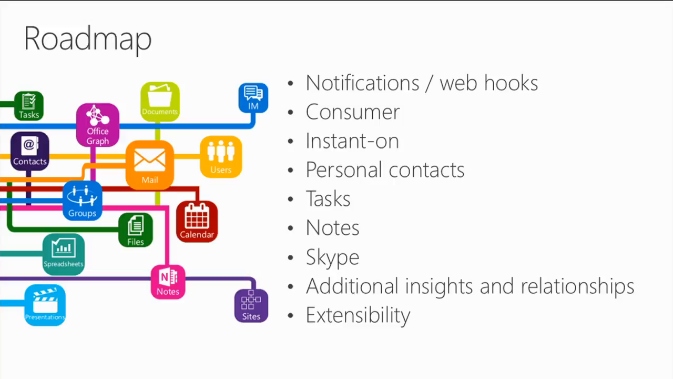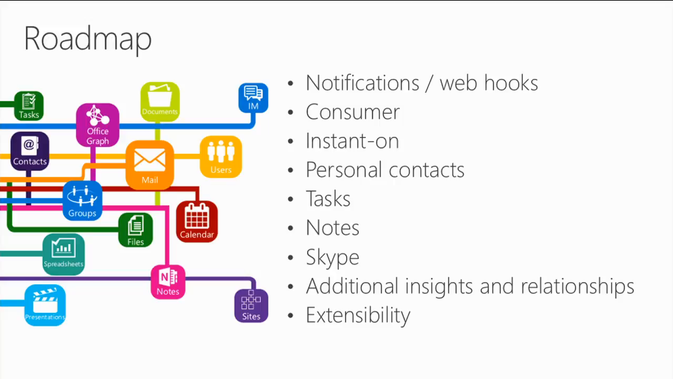You're going to get consumer support, not only commercial APIs, but also the ability to get access to Outlook.com and OneDrive in consumer, as well as OneNote and Task when we onboard them. We're going to be able to get personal contacts. Like I mentioned, right now, the only contacts that you can get through the API are organizational contacts.